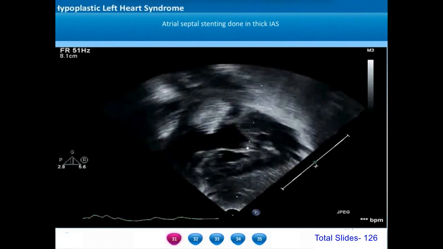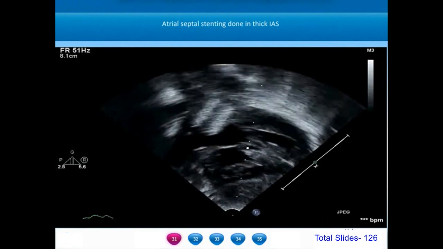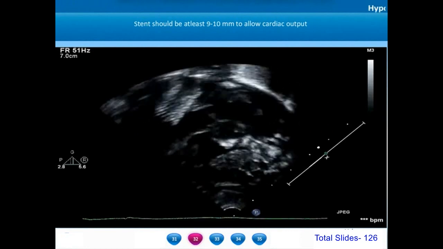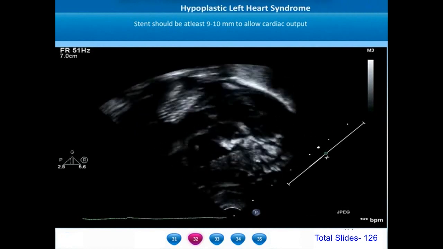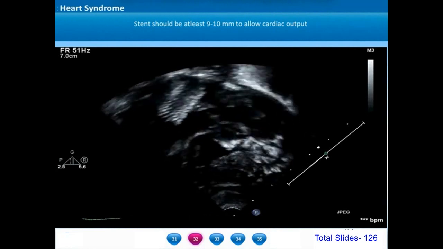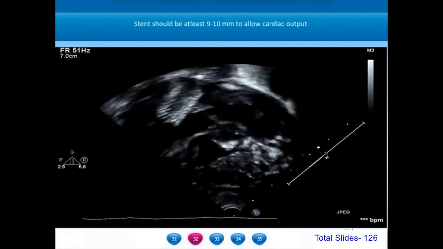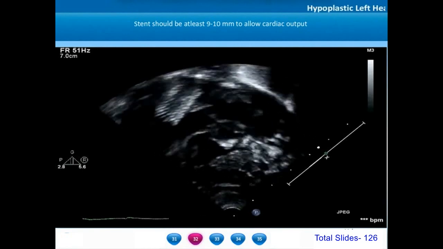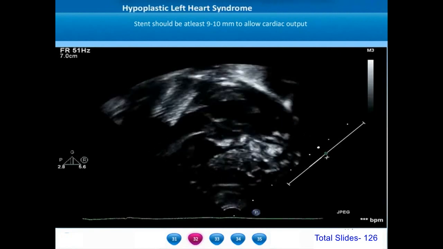This is a patient who had an atrial septal stenting for hypoplastic left heart syndrome. In this apical view, we see the atrial septal stent in position. The stent needs to be at least 9 to 10 millimeters in diameter to allow an adequate cardiac output. We can also see that the right ventricle is grossly trabeculated and thick, there is mild to moderate right ventricular systolic dysfunction, and there is a lot of endocardial fibroelastosis and dystrophic calcification of the right ventricular trabeculae.